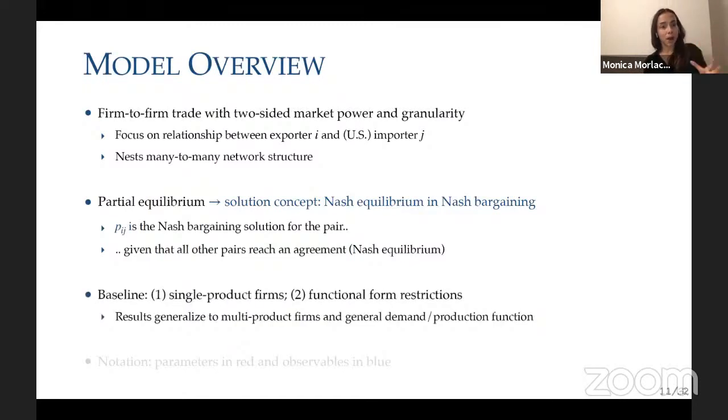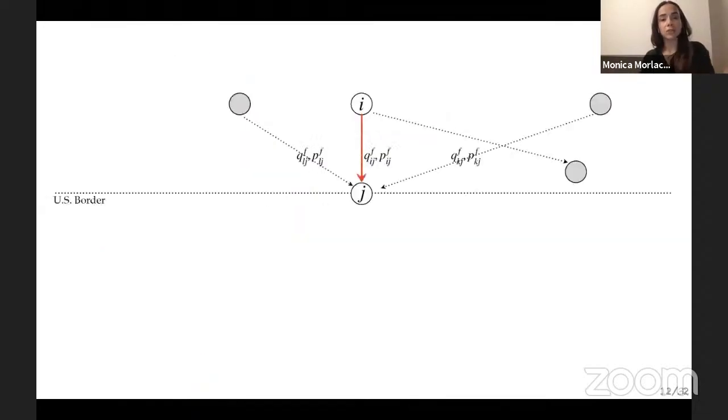Now, in our baseline model, the equations that I'm going to show you today, we're going to assume that firms are single product, and then we're going to impose functional form restrictions. However, all the results generalize to multi-product firms, and we're going to generalize when we bring the model to the data, and to general demand and production functions. So none of the results that I'm going to show you today are specific to the functional form assumptions that we impose. In terms of notation, I'm going to use red to denote parameters and blue to denote observables.